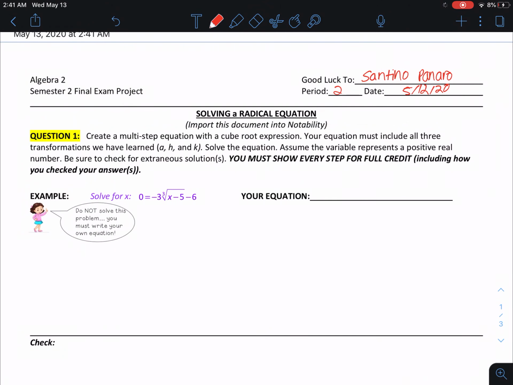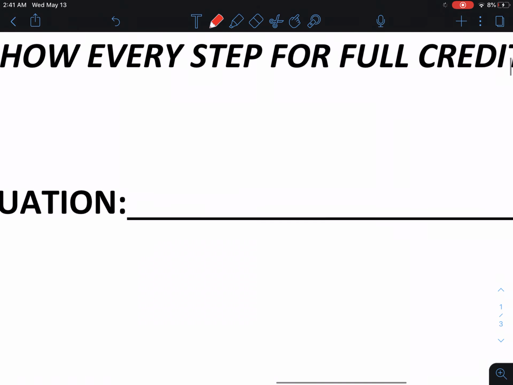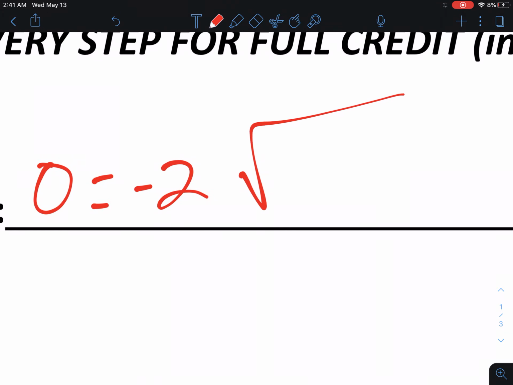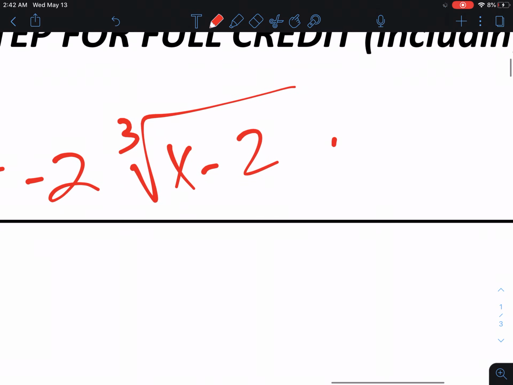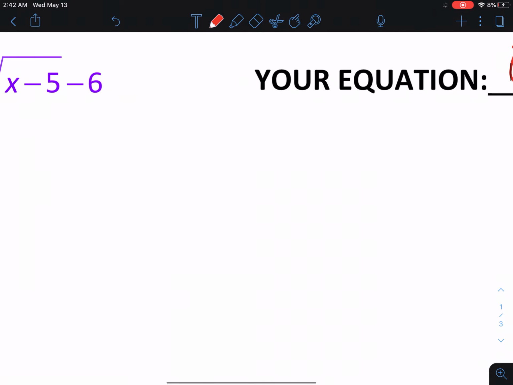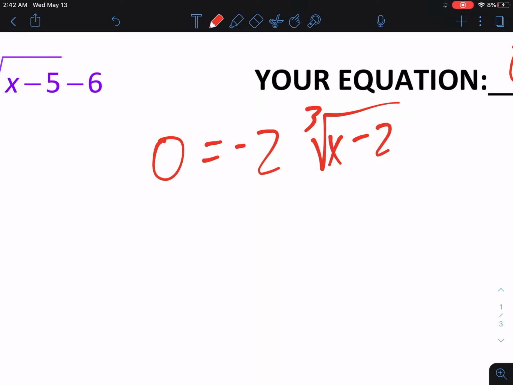So, for the first question, we will rewrite our own equation. It will be 0 equals -2 times the cube root of x minus 2, plus 4. Now we will rewrite this equation again. So it will be 0 equals -2 the cube root of x minus 2, plus 4.